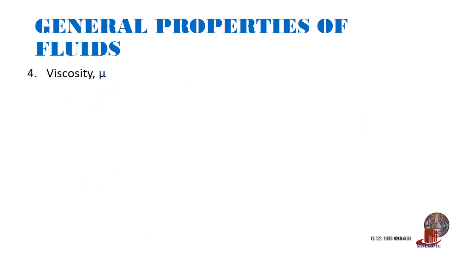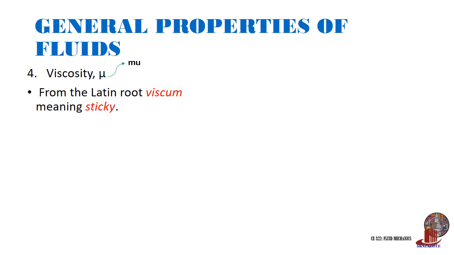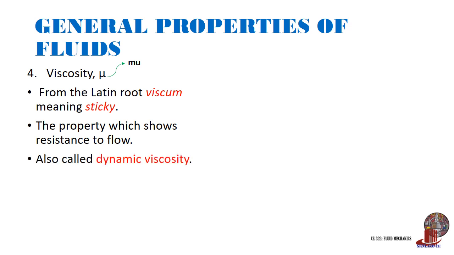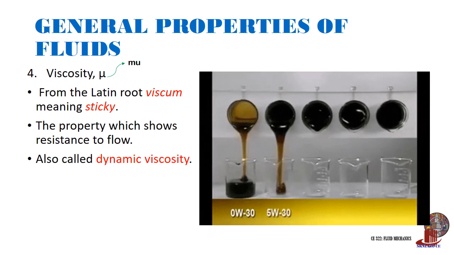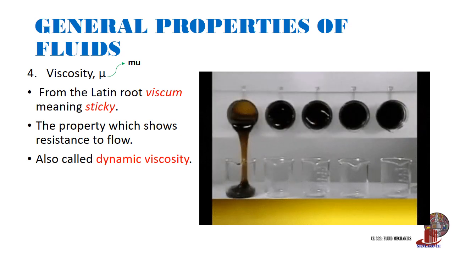The fourth fluid property is viscosity, and it is designated with the symbol mu. Just what is this property? Checking on where the word comes from, this hails from the Latin root viscum, which means sticky. So this property can be described as the one which measures the fluid's resistance to flow. Sometimes this is called dynamic viscosity. Upon checking with this video, you would notice that fluids do have different viscosities.